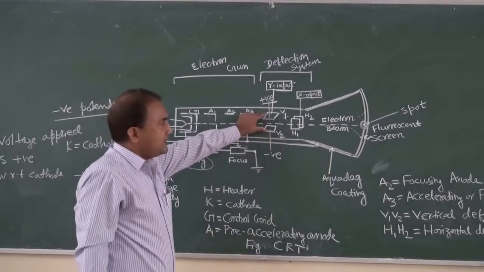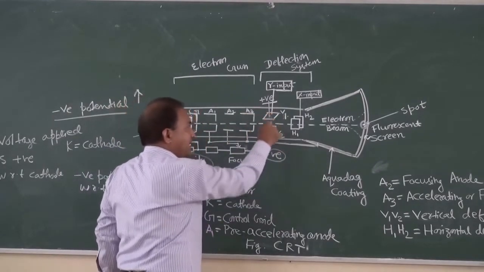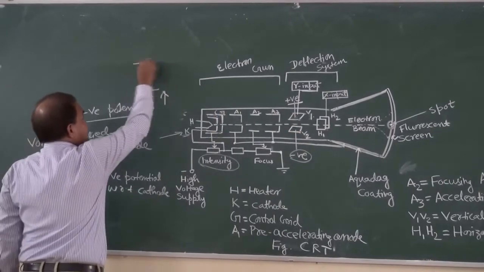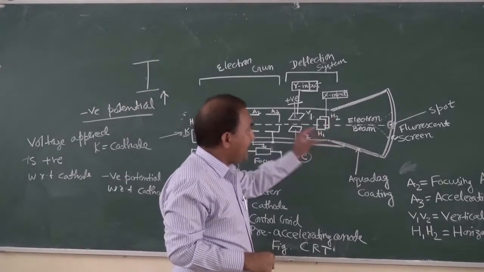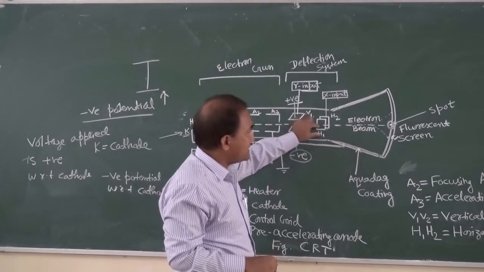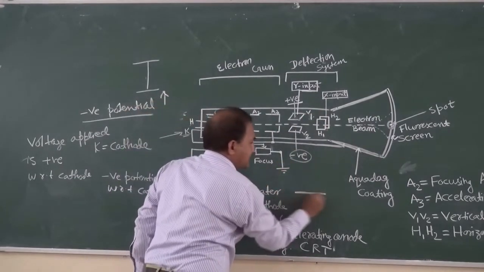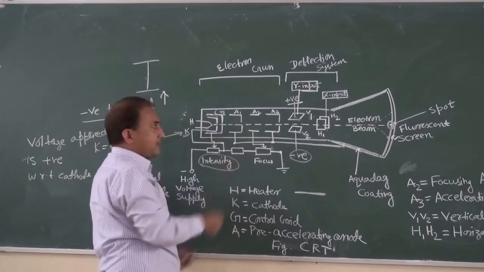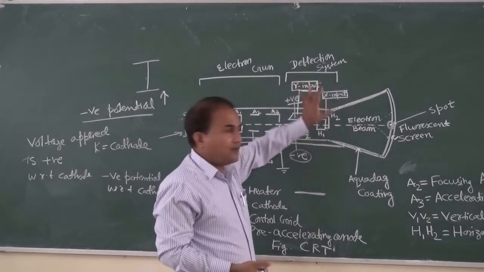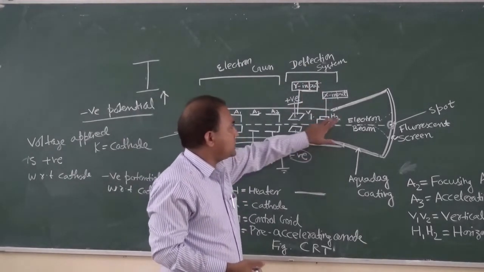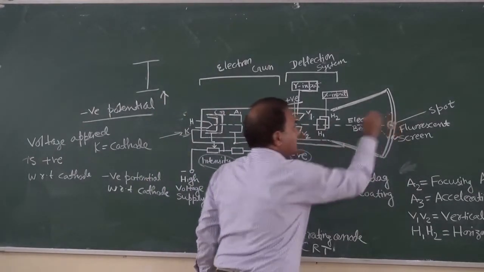Okay. So by applying positive or negative potential at V1 and V2, it deviates the electron vertically. Similarly, by applying some positive potential at H1 and H2, it deviates the electron horizontally like this. And what will happen if we are not connecting any potential to H1, H2 or V1, V2? Then the electron will directly reach here.